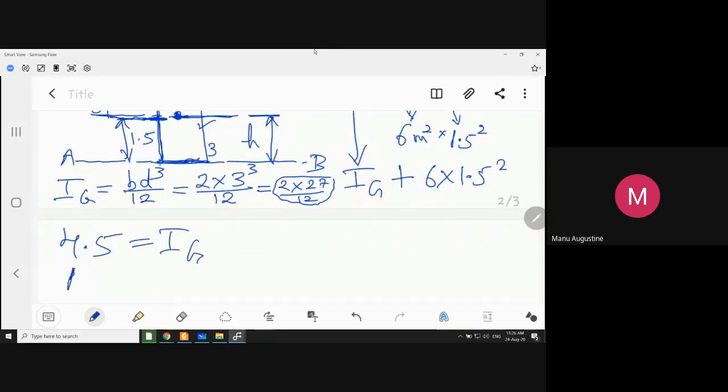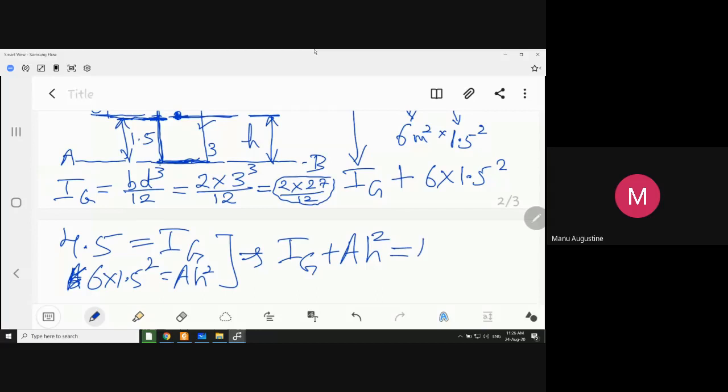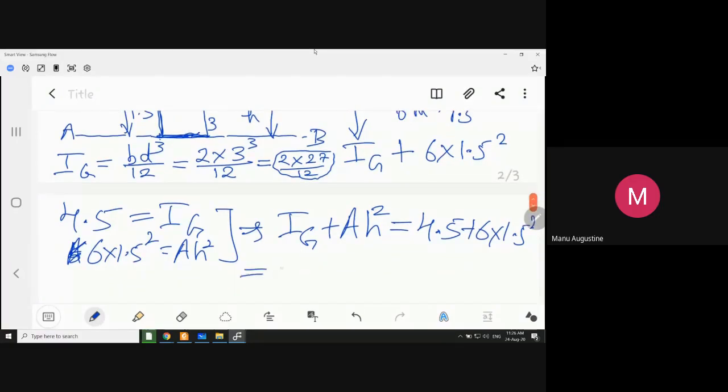And 6 into 1.5 square is your A h square, so eventually 13.5. So IG plus A h square is equal to 4.5 plus 6 into 1.5 square, and this is the value of IAB. Can you tell me what is the unit of IAB? Meter. No.